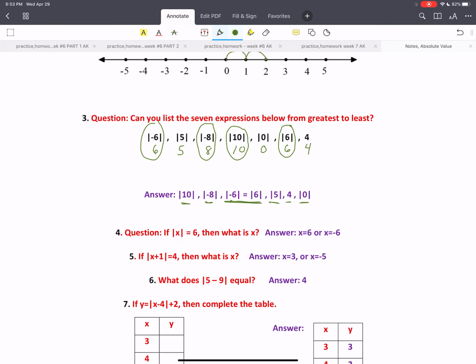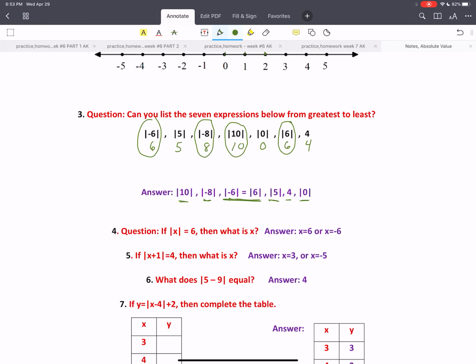Now let's look at some simple equations. If the absolute value of x is 6, then what is x? Well, this equation has two solutions. 6 and -6, because both of them have an absolute value of 6.